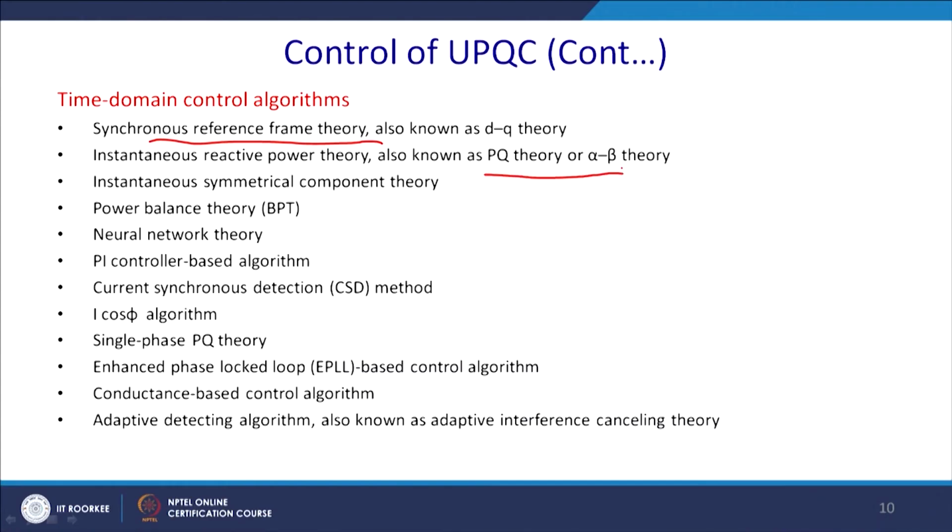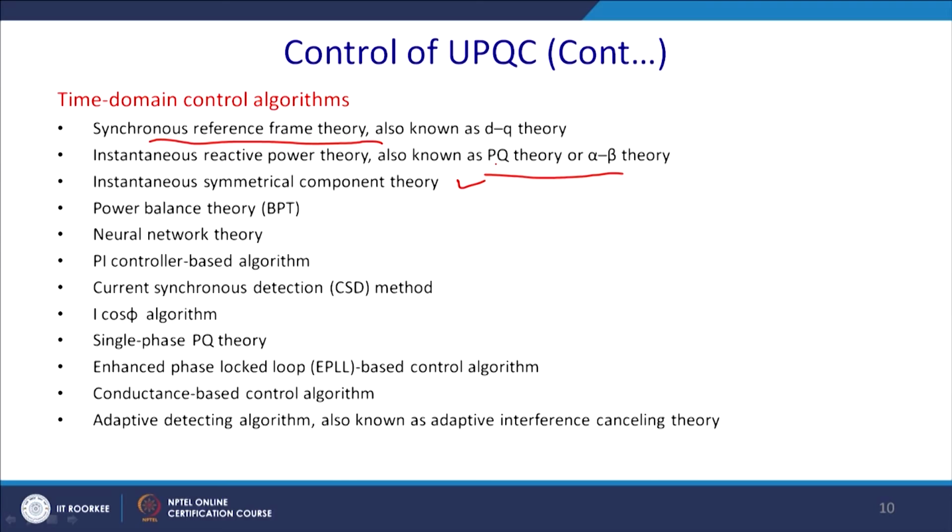Instantaneous reactive power theory, this is the first one to see the light of day. Akagi et al. proposed that, or we say it is alpha beta theory. It came in 1984, quite long ago, but it is quite popular also.